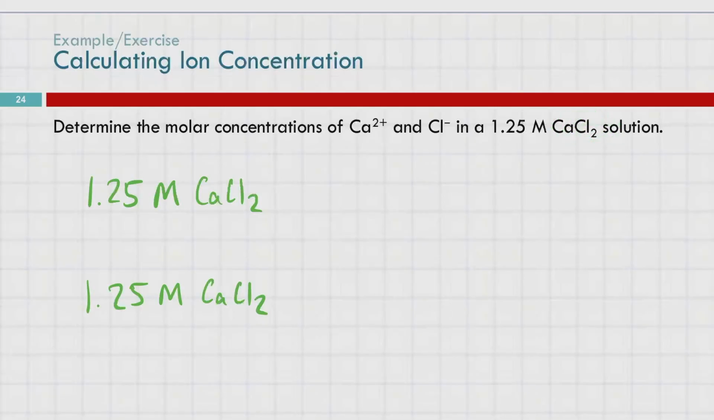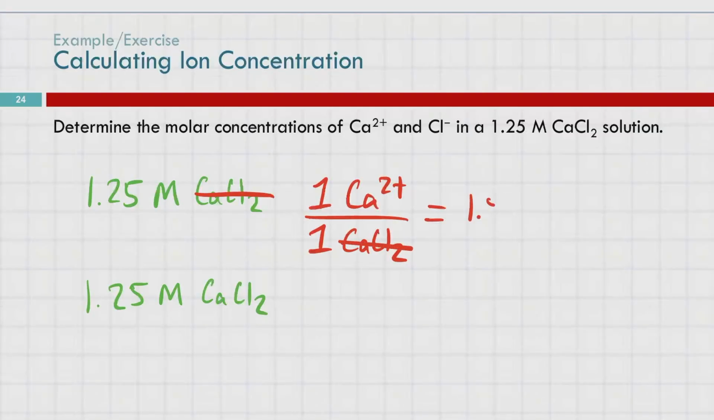I think it's easier. How many calciums do we have in one calcium chloride? One calcium. We have one calcium 2 plus in every one CaCl2. So the concentration is going to be the same. Our solution is a 1.25 molar calcium 2 plus solution.